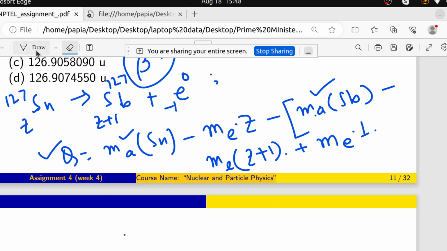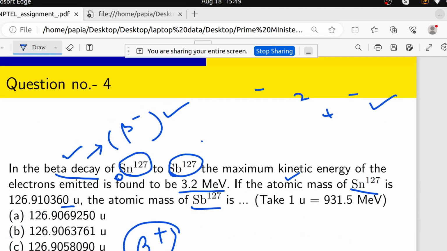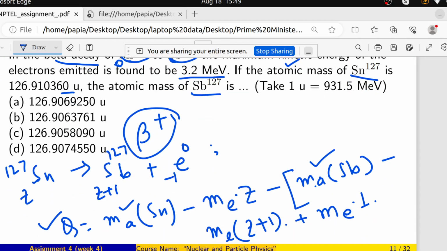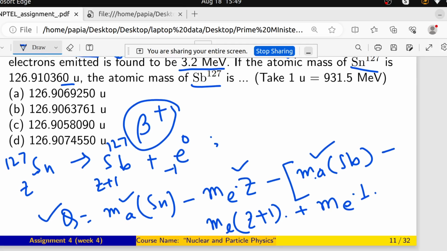Okay, so Q is already given, 3.2. Now Ma of Sn is already given. Ma of Sn is 126.910360, and it is in AMU unit. That means you have to convert that into MeV. So multiply by 931.5. So as a whole, this is in MeV. Now there is this one. So what will be the value?